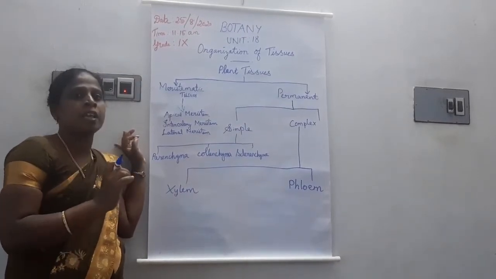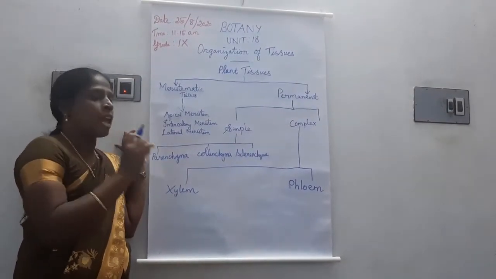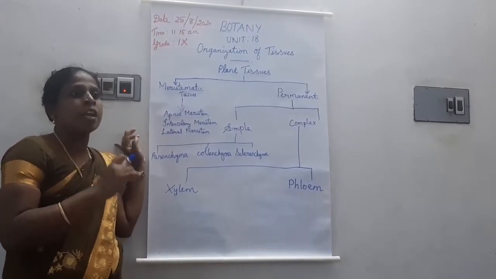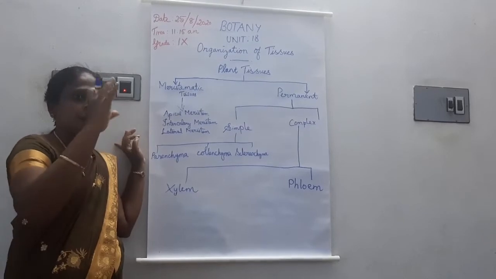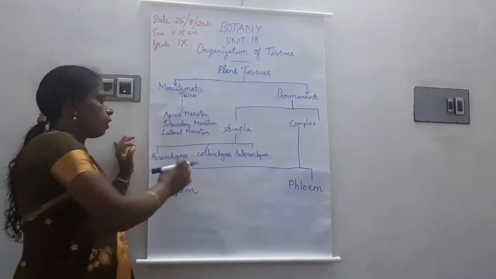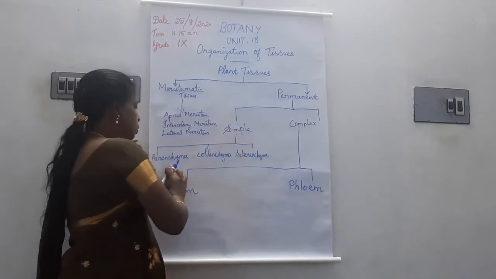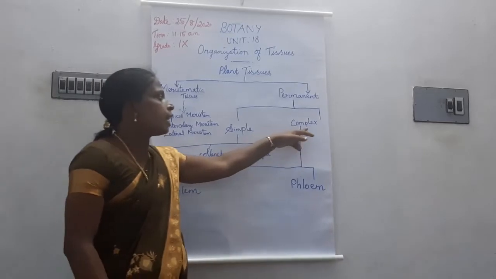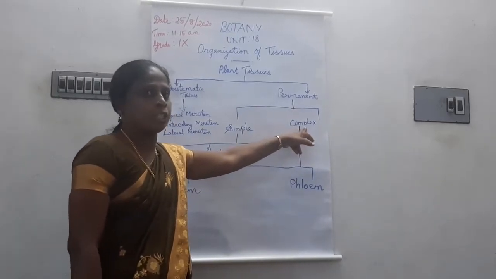Mainly it is present in the fruits and seeds. The shape of these sclereids is isodiametric. It is present singly or in groups. That is the types of simple tissues we have learned in the last class. Today we are going to learn the next tissue, that is complex tissue.